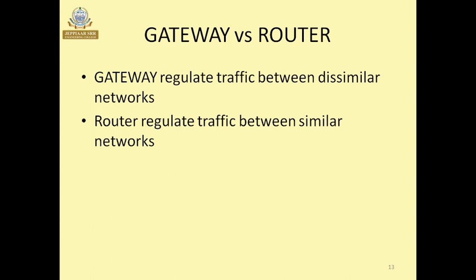Next one is gateways versus routers. Gateways regulate traffic between dissimilar networks. Dissimilar networks means when different protocols are used in different types of networks, then we can go for gateways. Routers regulate traffic between similar networks, the same network where protocols are the same. For the CS lab, IT lab, and EC lab, the protocols are the same. At that time we go for communication using routers.